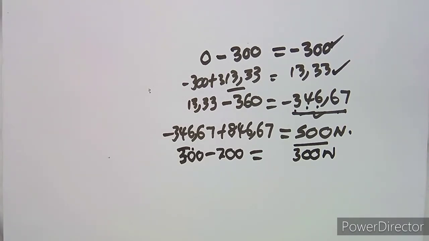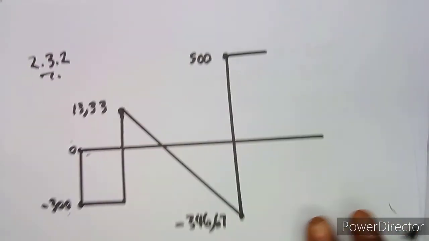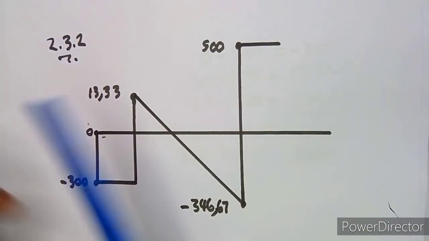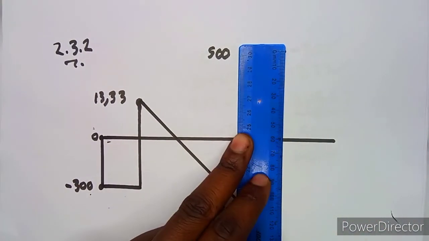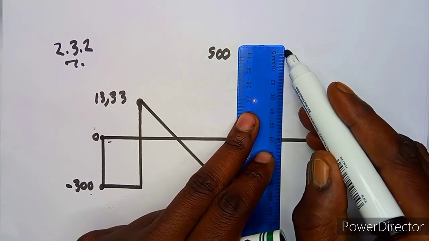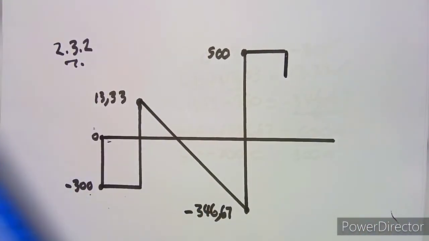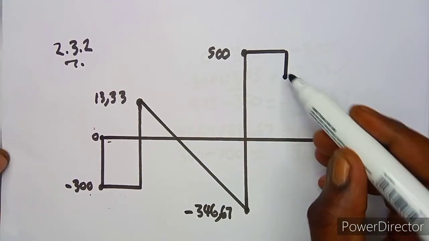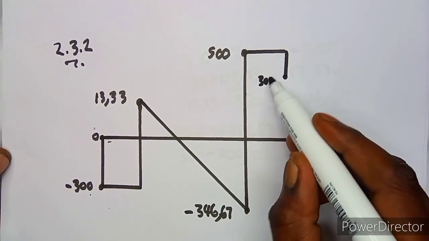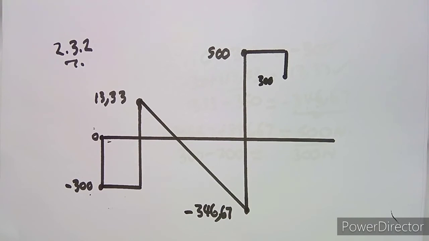Okay, so this is going downwards up to 300. Let's just assume 300 is below this point. Let's say this is our 300 there. So it is going to go downwards up to 300. All right, then what happened after that?